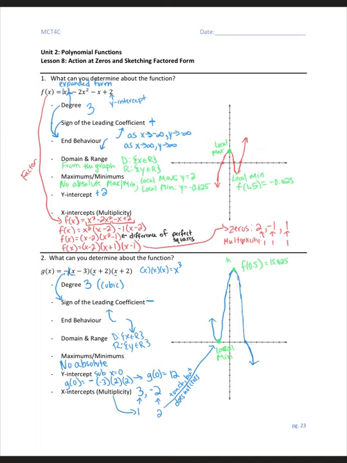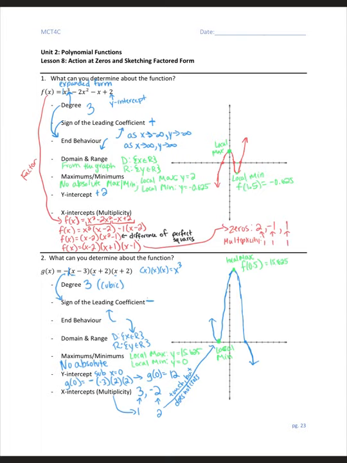So that's going to be my local maximum. So let's write those here. So we have a local max at y equals 15.625, and we have a local minimum at y equals 0.